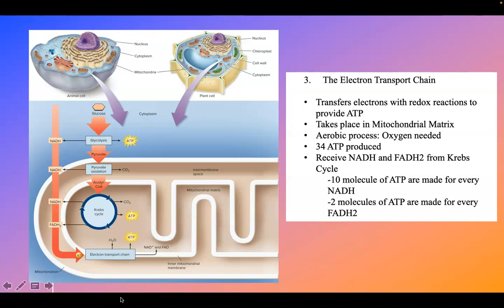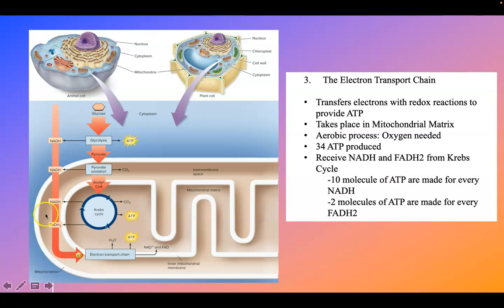So here we are talking about the electron transport chain, and you can see we are transferring electrons with redox reactions to provide ATP. This is taking place in the mitochondrial matrix as well, more specifically the inner mitochondrial membrane. It is also aerobic, meaning oxygen is needed for this process to take place. And like we said, the majority of our ATP is coming from this process. We are getting 34 molecules of ATP produced by this.